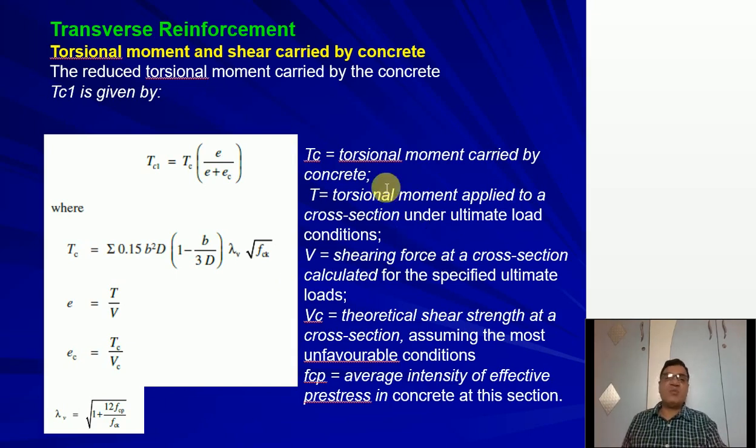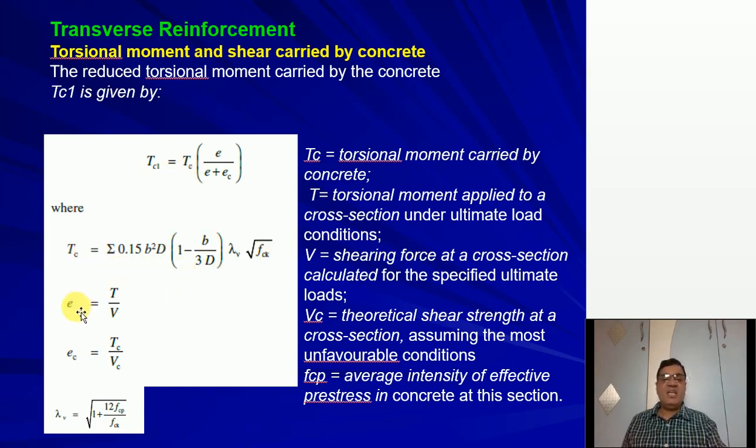Now what about transverse reinforcement? So the transverse moment and shear carried by concrete. The reduced torsional moment carried by the concrete, TC1, is given by TC1 equals TC times e divided by e plus ec. What is that TC? TC is the torsional moment carried by concrete, and T is the torsional moment applied to the cross section under ultimate load conditions. This TC we can calculate from this equation.